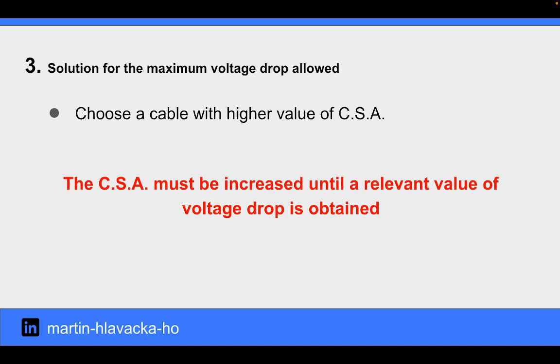Typically, CSA is determined by the current driven by the load, but the length of the cable may modify your initial choice of CSA. In the case of a long cable, the high impedance value reduces the voltage at the load level. When you exceed the maximum allowable voltage drop, you will have to choose a higher CSA value. The CSA must be increased until a relevant voltage drop value is obtained.